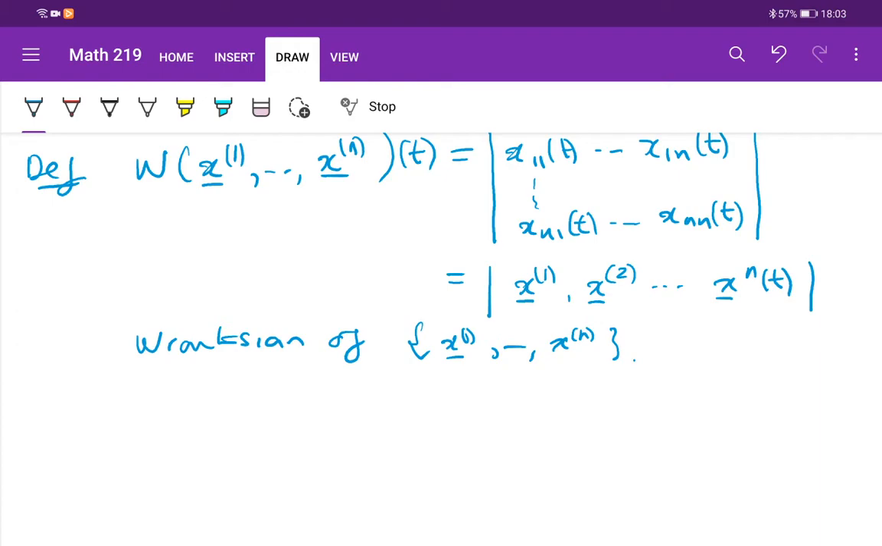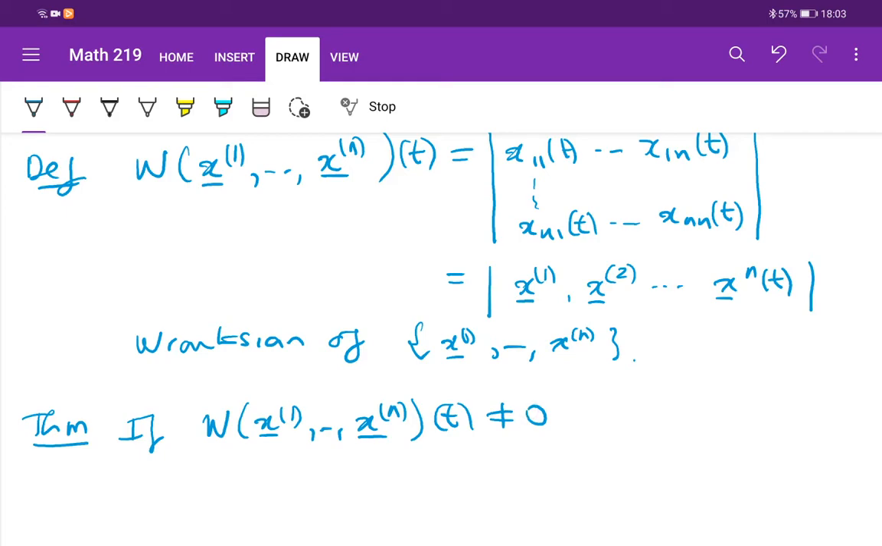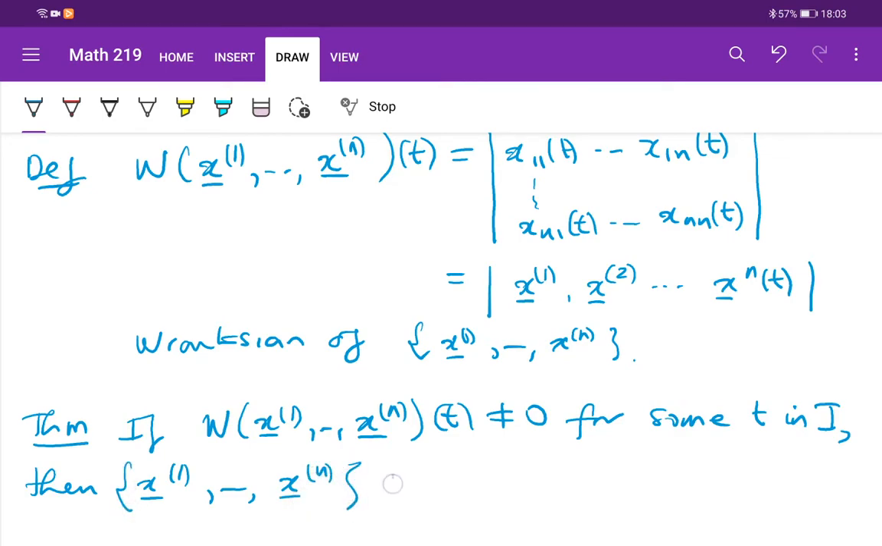And we have the result, that theorem, it's easy to see. So if the Wronskian of x1 up to xn at t is non-zero for some t, then x1 up to xn, this set of functions, is linearly independent.